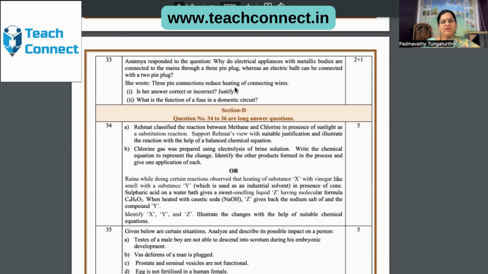What's the function of a fuse in a domestic circuit? If there is no fuse, then the whole of your bulbs, everything will get fused off. When a very small amount of extra current passes, the fuse wire melts. When the fuse wire melts, the electricity stops flowing. This acts as a very big savior for electrical equipment. That's the function of a fuse in a domestic circuit.